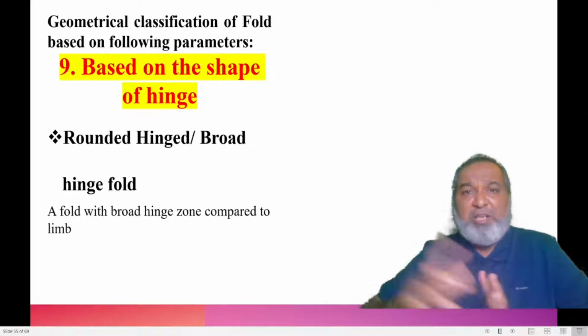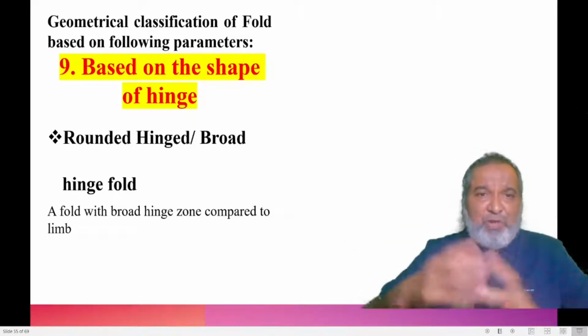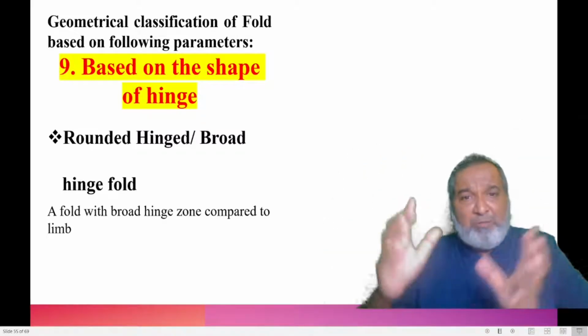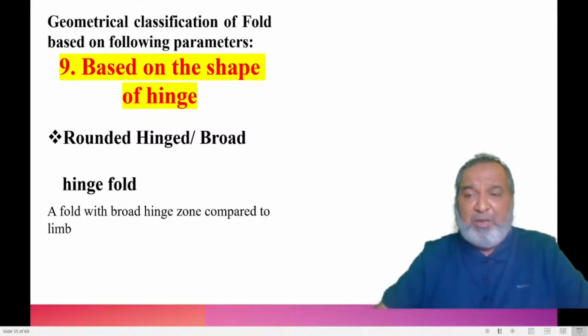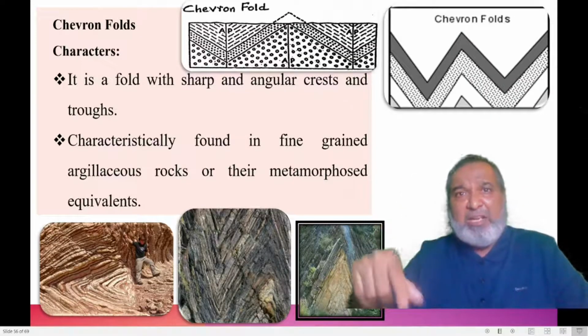Yes, rounded or broad hinge. I could not get the diagram. I don't have the photograph also, so I could not show you. But you can assume this is a fold with a broad hinge zone compared to the limb. Chevron fold, everyone knows, anticline and syncline.